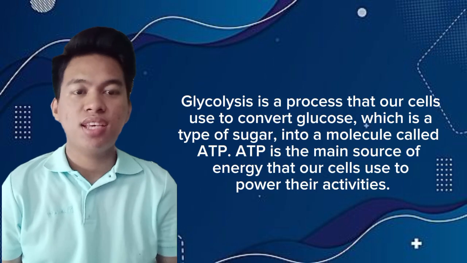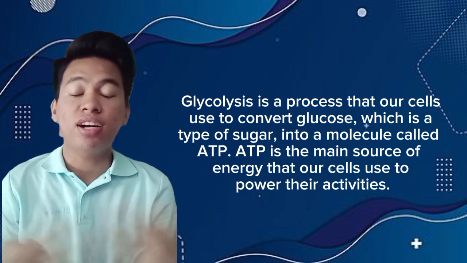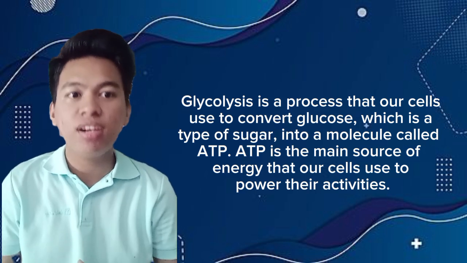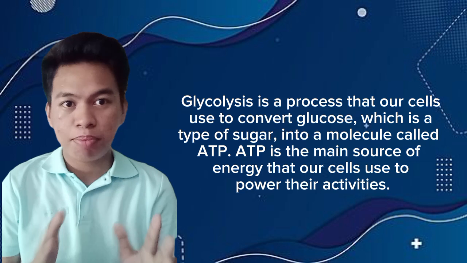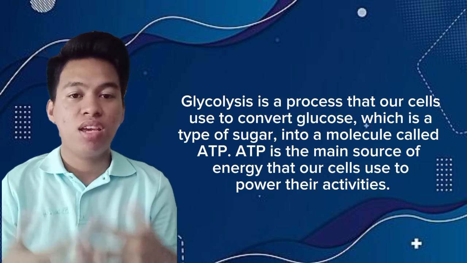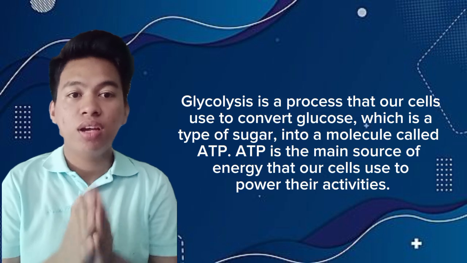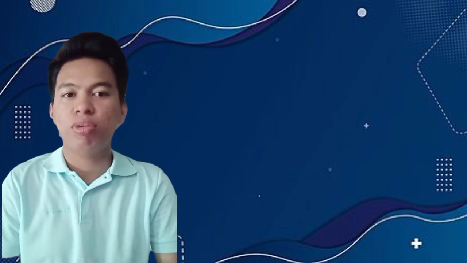Glycolysis, the Krebs cycle, and the electron transport chain. So glycolysis is a process that our cells use to convert glucose, which is a type of sugar, into a molecule called ATP. ATP is the main source of energy that our cells use to power their activities. Here's how it works in simple terms.